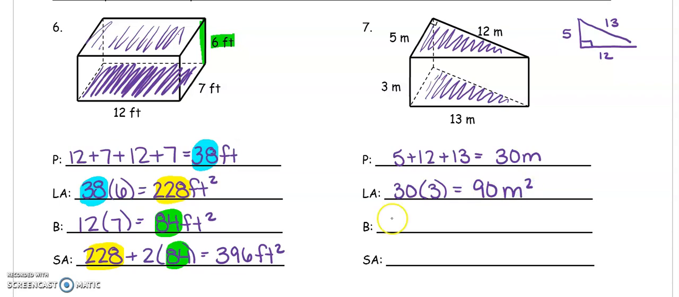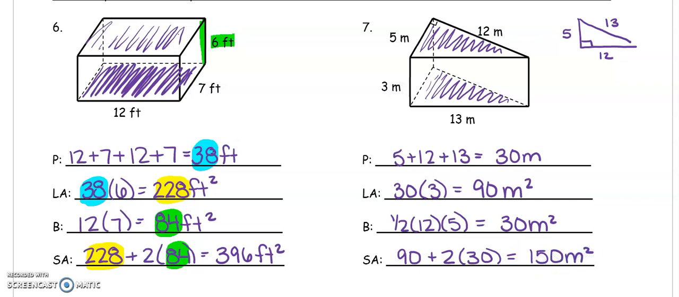To find the area of the base, that's 1/2 base times height, so 1/2 of 12 by 5 means that the area of the base is 30 meters squared. And then my surface area, I can take the lateral area and add on 2 of those bases. So 90 plus 2 times 30 is going to give me 150 meters squared. Again, notice we found the perimeter, we used the perimeter. We found the lateral area, we used the lateral area. We found the base, we used the base.